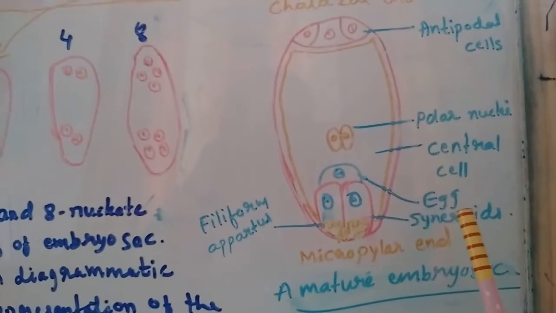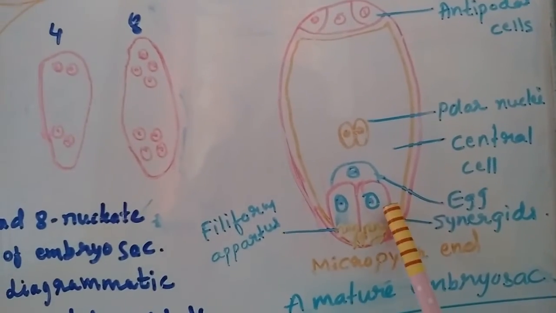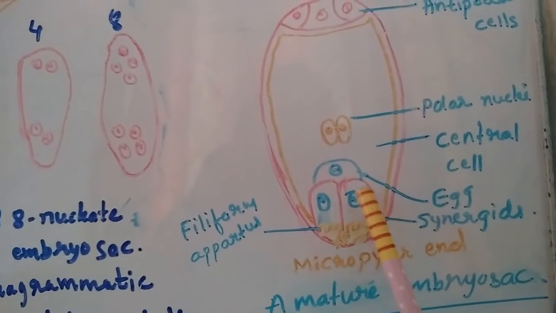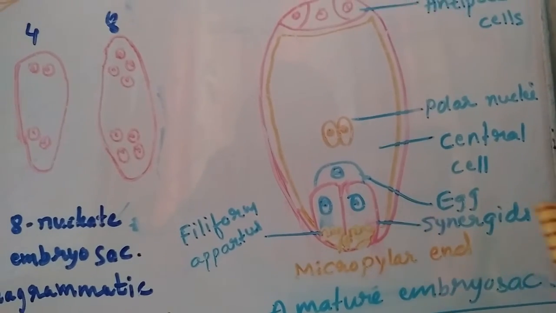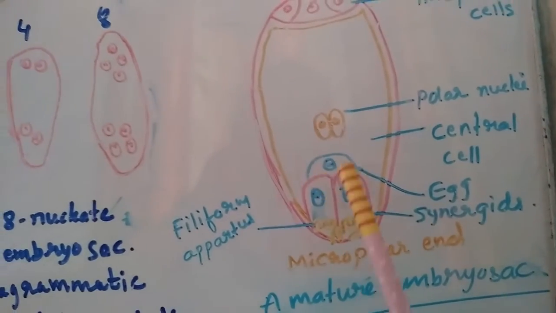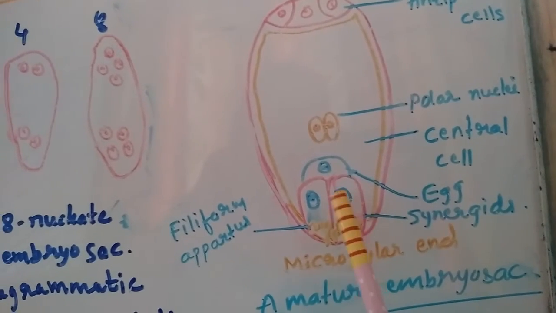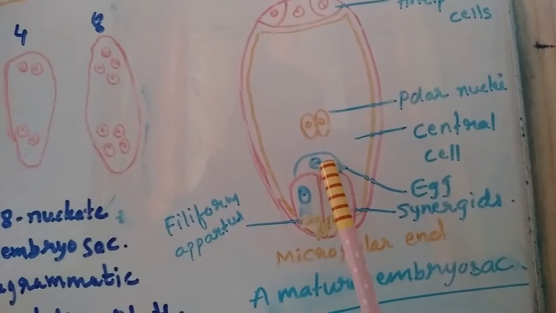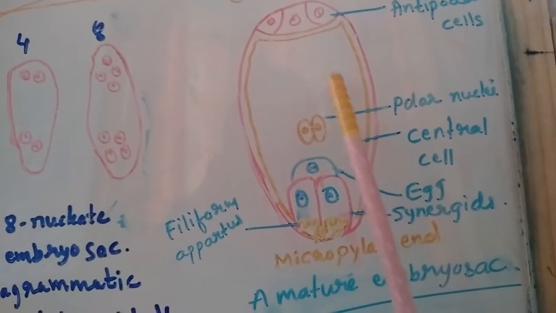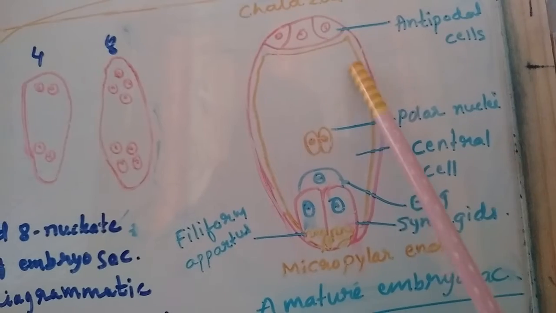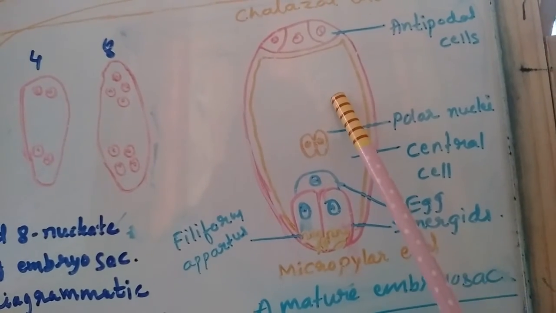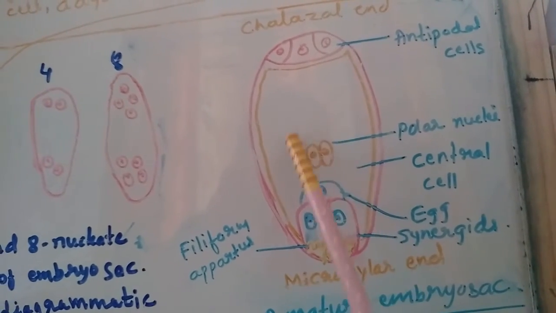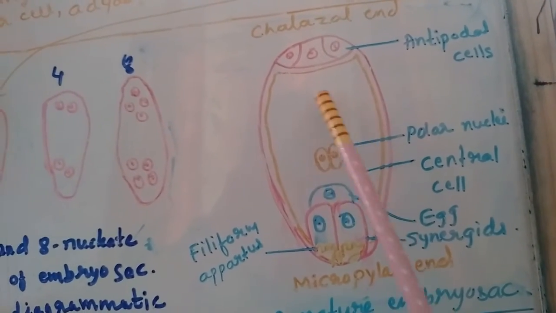And 3 cells arrange towards this micropylar end, and it is known as the egg apparatus. In this egg apparatus, 2 cells are known as synergids, and only 1 cell is known as the egg cell. In the center, you are seeing a large central cell, and in this we have 2 polar nuclei.